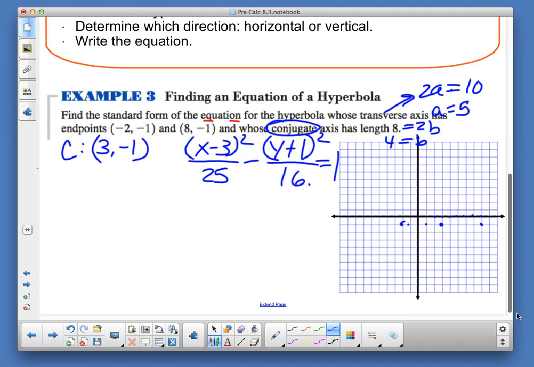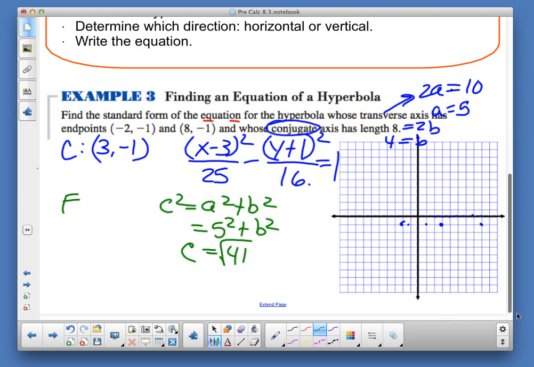Any questions about the things I found, where I found them, or anything like that? Now, C, my focus. Now my focus itself, I've got to go C squared is equal to A squared plus B squared. A is 5, squared plus B squared. So this is 41. So the square root of 41 is my C, okay, as we go through. It's with x, so now my concern is my center is 3 plus or minus the square root of 41, negative 1, for my foci.